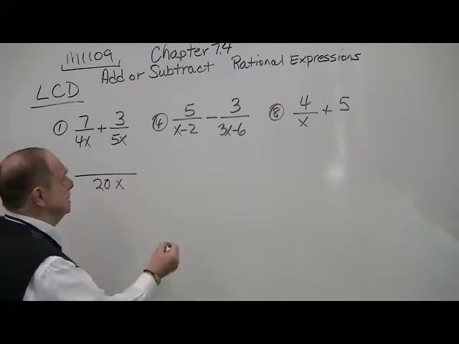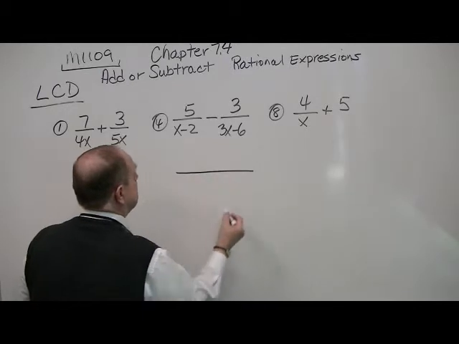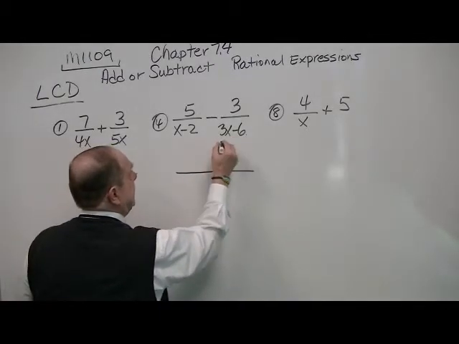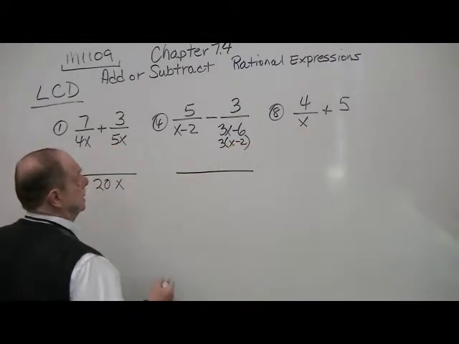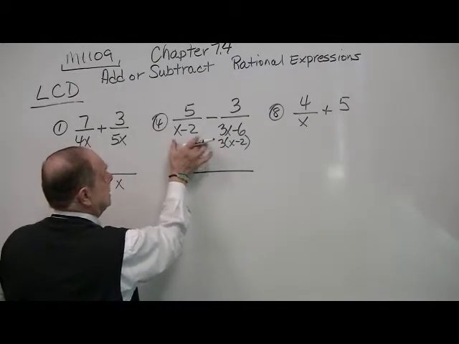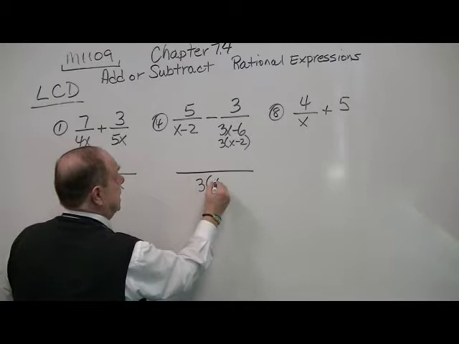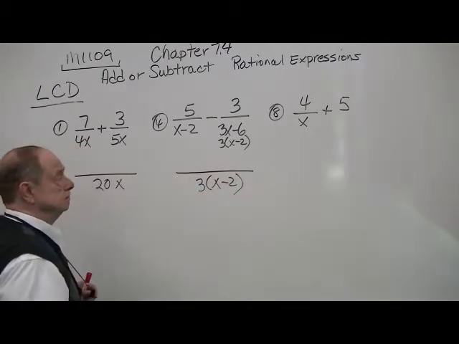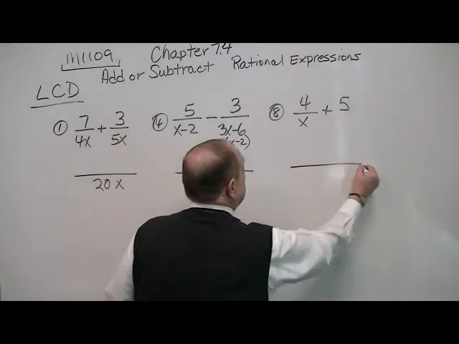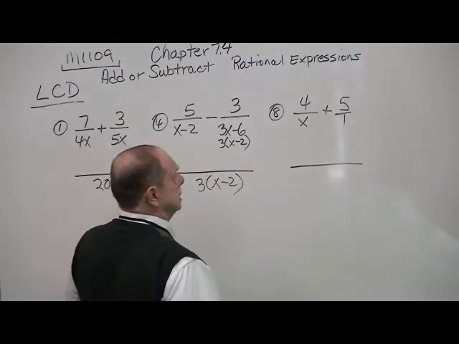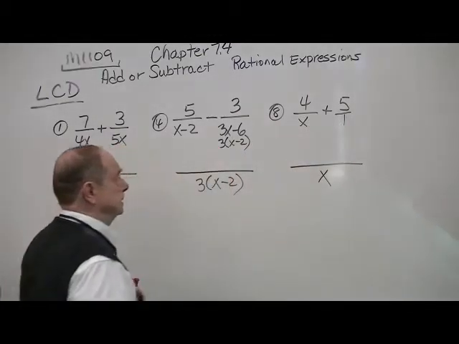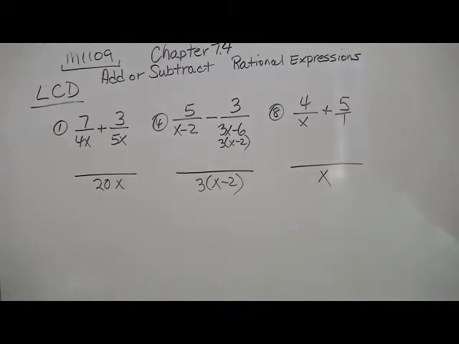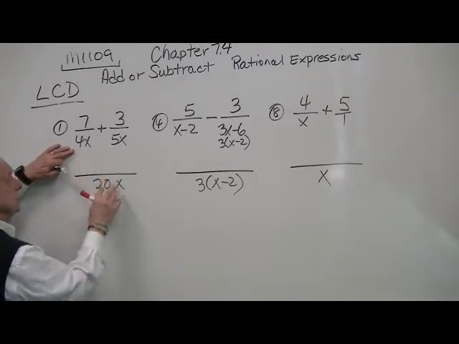In fact, let's get the common denominators of them all. Now when I factor this, I get 3 times x minus 2. So my common denominator here is going to be 3 times x minus 2. And remember, this is over 1. So my common denominator here will be x. Now, the next thing I want to do is get each of these denominators to be this.